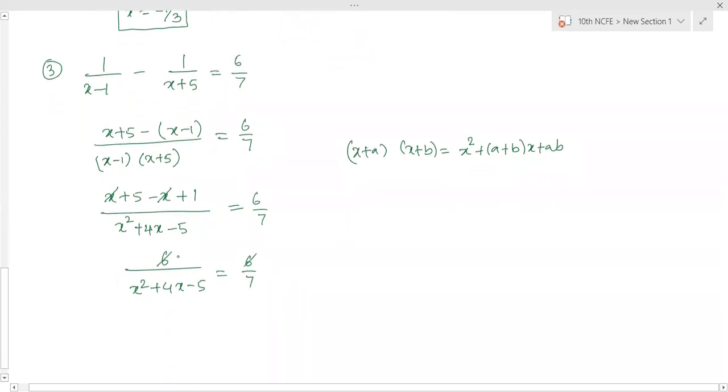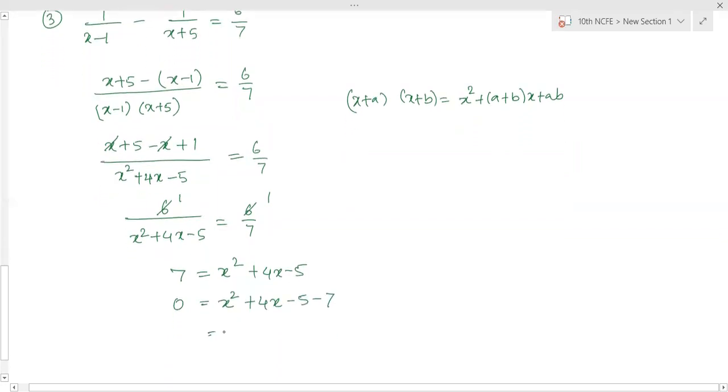Now if you cross multiply, this is 1, 1. When you cross multiply, 7 is equal to x squared plus 4x minus 5. Then 7 is brought to the RHS: 0 is equal to x squared plus 4x minus 5 minus 7, which is x squared plus 4x minus 12. Now we have it in the form of ax squared plus bx plus c.